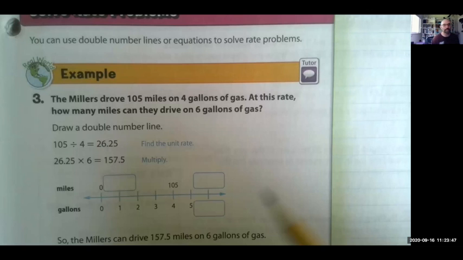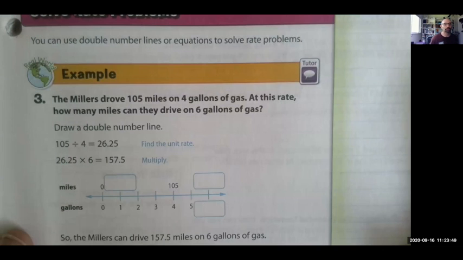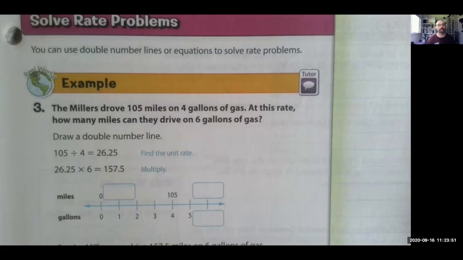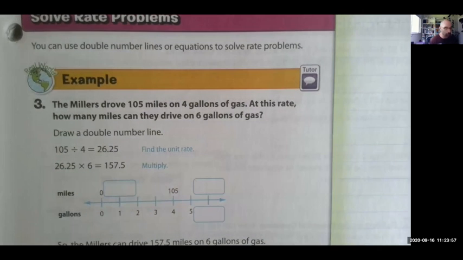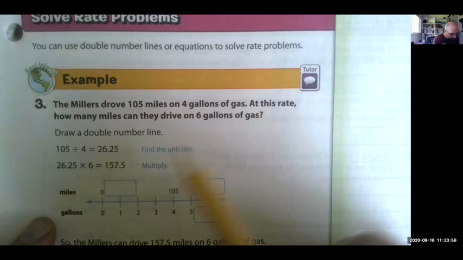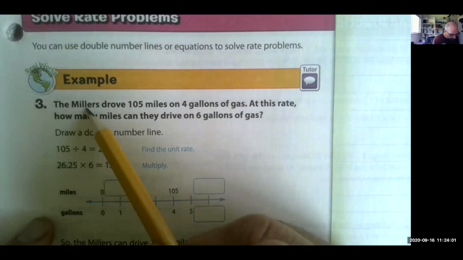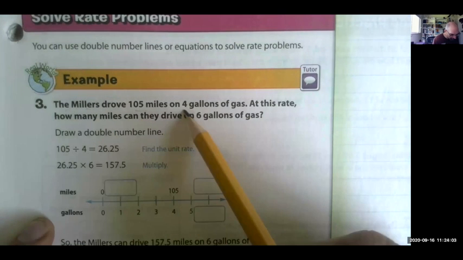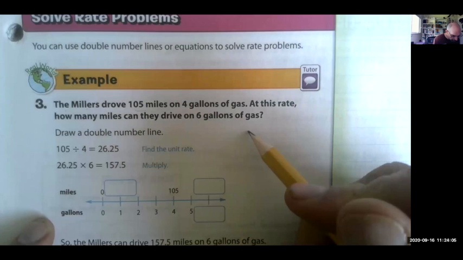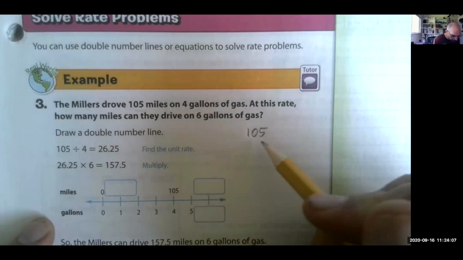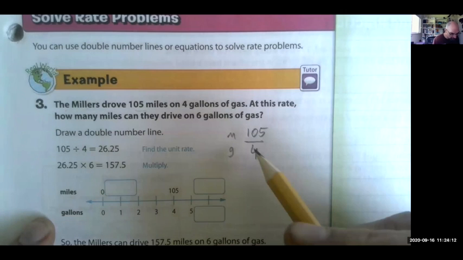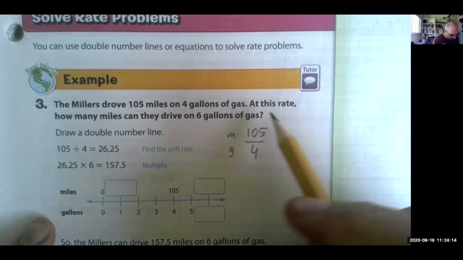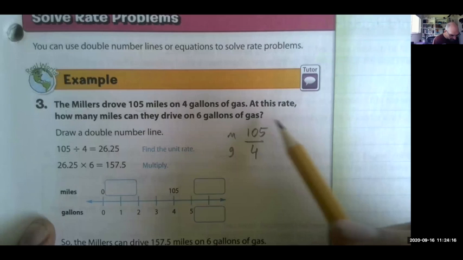So the other type of problem that we're going to do is with rates. And remember, rates is about time and speed, and with unit rates, it means have a 1 on the bottom. How much does 1 of something cost? Or something like that. So this says the Millers drove 105 miles on 4 gallons of gas. So I'm going to put miles and gallons, right? At this rate, how many miles can they drive on 6 gallons of gas?